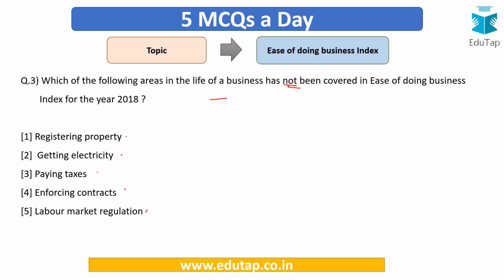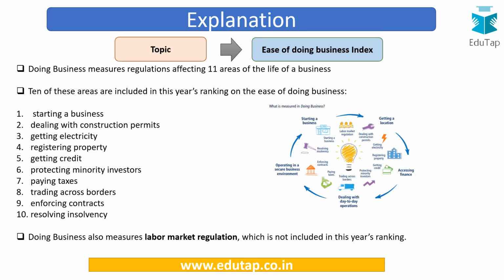And our answer to this question is option number 5, that is labor market regulation. So basically 11 areas of the life of a business are measured through this Doing Business report, and 10 of the areas were included this time. Only 1 area was excluded. Even last year it was excluded. So Doing Business does measure labor market regulation, but it was not involved in this year's ranking.